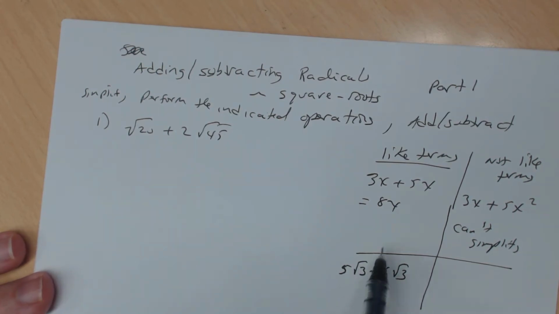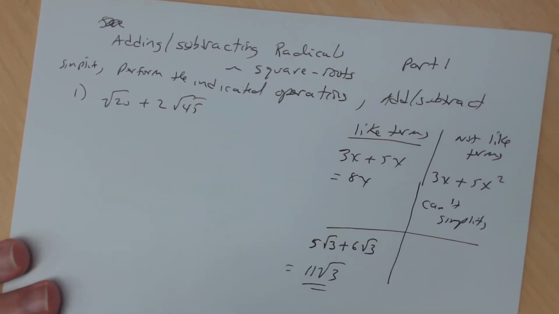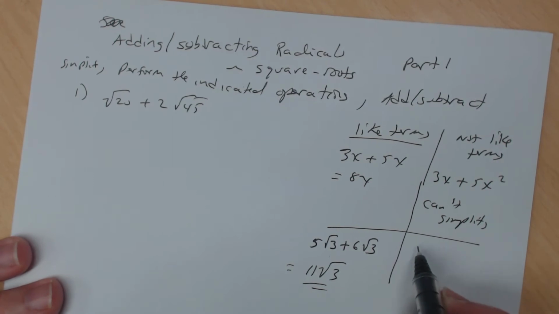All right, so it's kind of like the variable x. So 5x plus 6x is equal to 11x. So 5 square root of 3 plus 6 square root of 3 is going to equal 11 square root of 3.